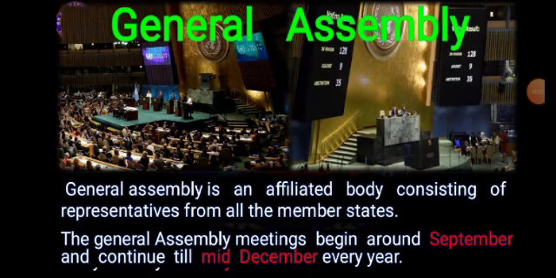Hello, children. Let us discuss the next topic of international institutions, that is, the affiliated bodies of UNO. There are totally six affiliated bodies of UNO. We are going to discuss the first affiliated body of UNO, that is the General Assembly. The General Assembly is also known as the World Parliament or the Global Parliament, where all the member states of UNO are the representatives of the General Assembly.